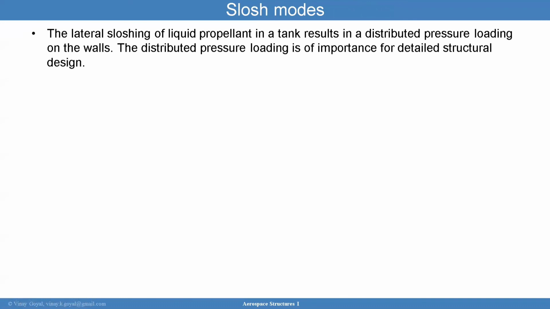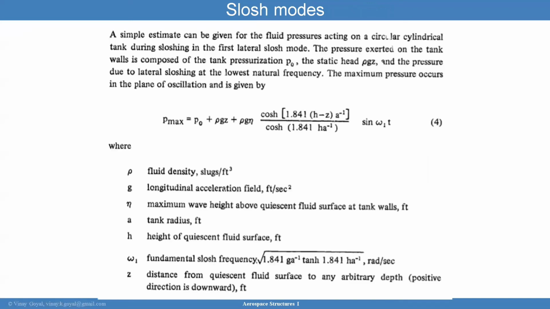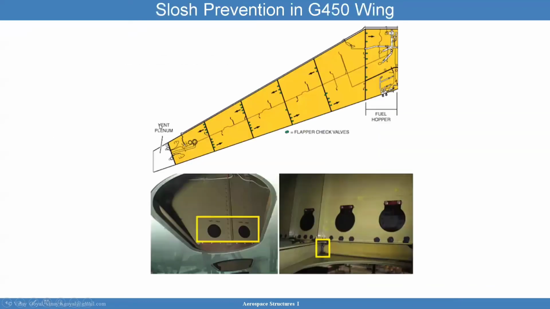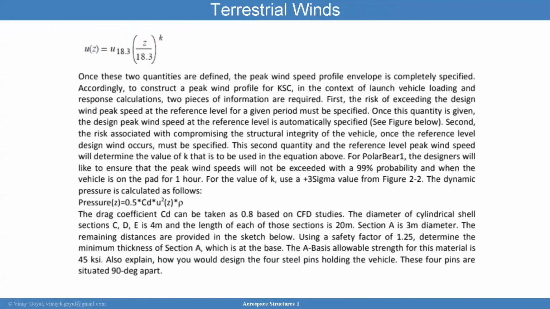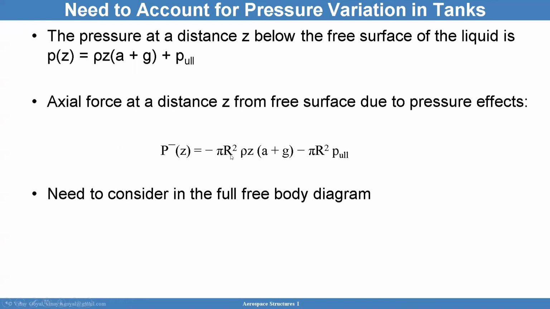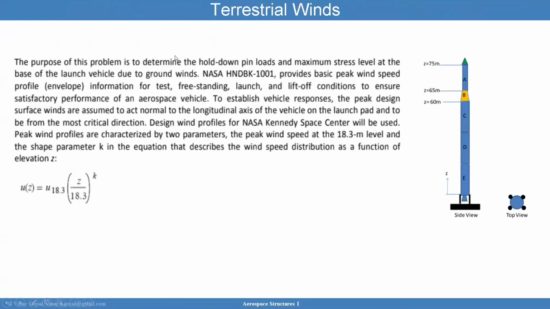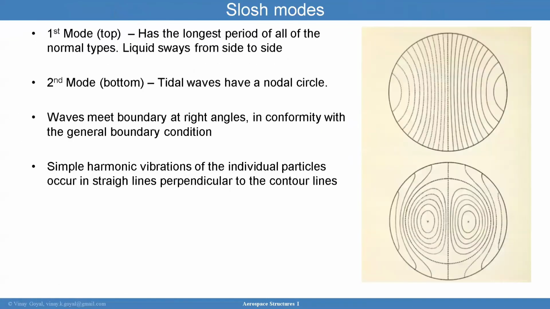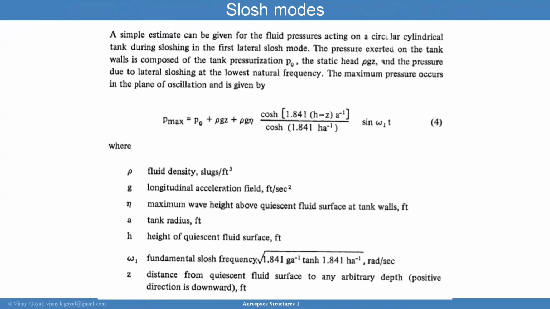And the lateral sloshing of liquid propellants in a tank results in a pressure distribution on the walls. The distributed pressure loading is important for detailed structural design. So here is an example. Earlier I showed a pressure equation that looks simply like this. That's your pressure equation. But when you have sloshing, you have to add more information. And so here it is.